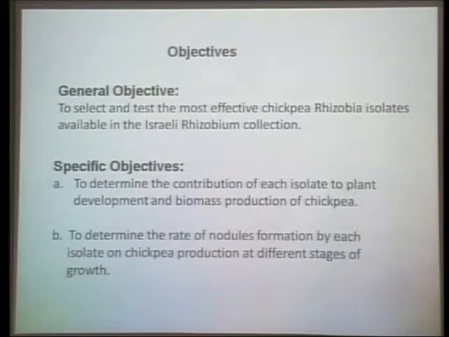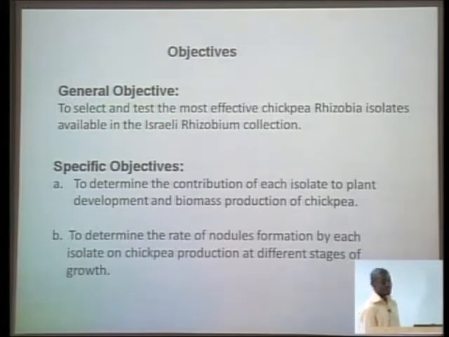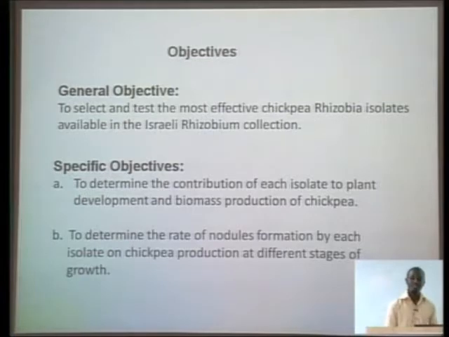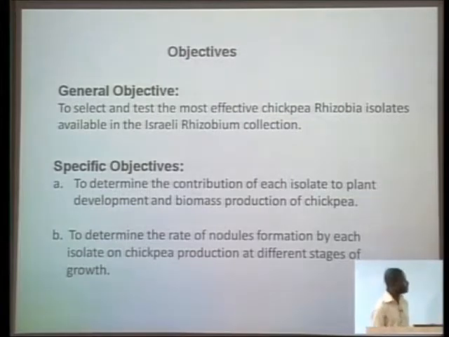The objective of this study is to select and test for the most effective chickpea rhizobium that's available in the Israeli rhizobium collection. To help us achieve this main objective, two specific objectives were set. The first one is to determine the contribution of each isolate on the chickpea, and the second one is to determine the rate at which each rhizobium contributes to the formation of root nodules.